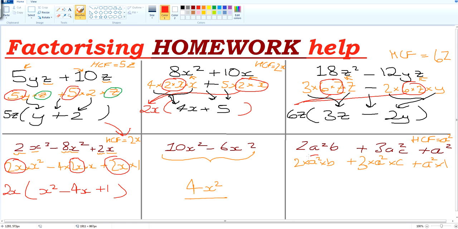Because when you pull the a squared out, you'll have a gap. Let's grab the a squared highest common factor from here, and from here. Put the a squared outside. What we're left with here is 2b. What we're left with here is plus 3c. And what we're left with here, plus 1.